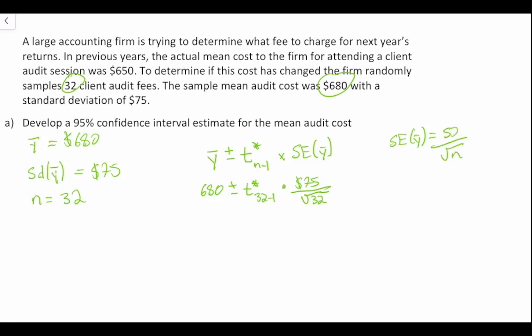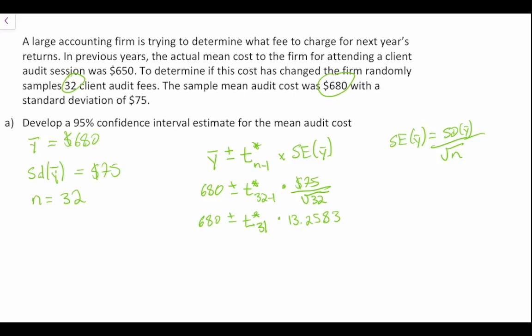Okay? We can say SD Y bar. Why not? Typically, little s is reserved for standard deviation of your sample. So we have 680 plus or minus our T star at 31 degrees of freedom times 75 divided by the square root of 32, which gives us 13.258, and we'll round to 4 decimal points, so 13.2583.